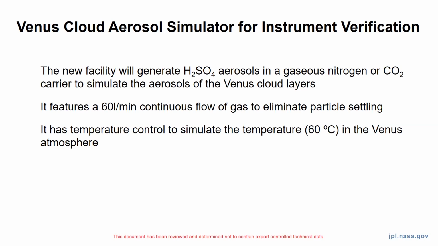So this new facility will be able to generate sulfuric acid aerosols in either gaseous nitrogen or CO2 carrier gas. It's going to be flowing about 60 liters per minute for a continuous exchange of gas and aerosols to prevent any particle settling and to take advantage of kind of a renewing aerosol source. And we're going to keep the temperature at 60 degrees to simulate the Venus atmosphere.